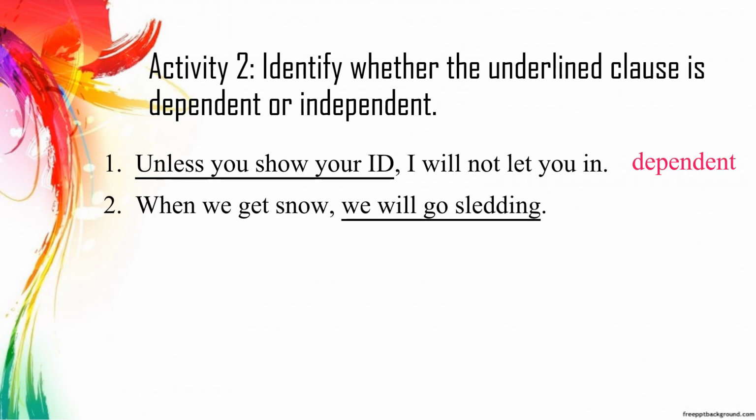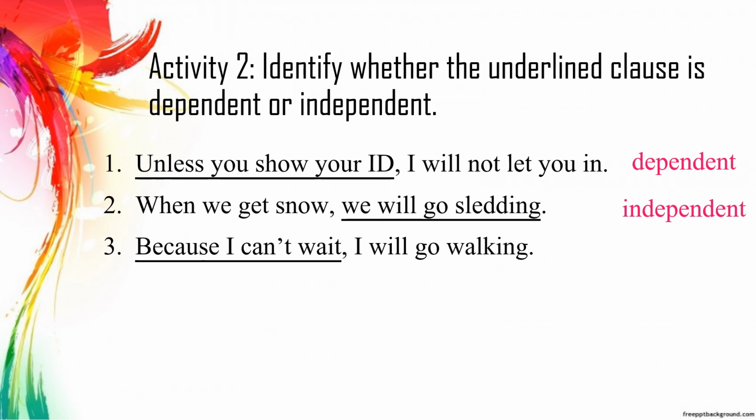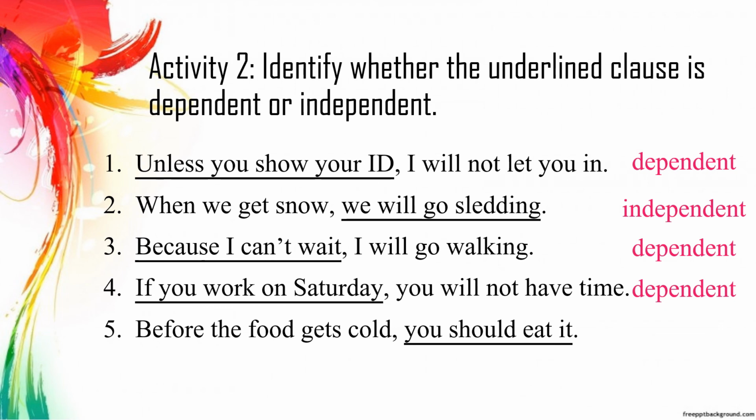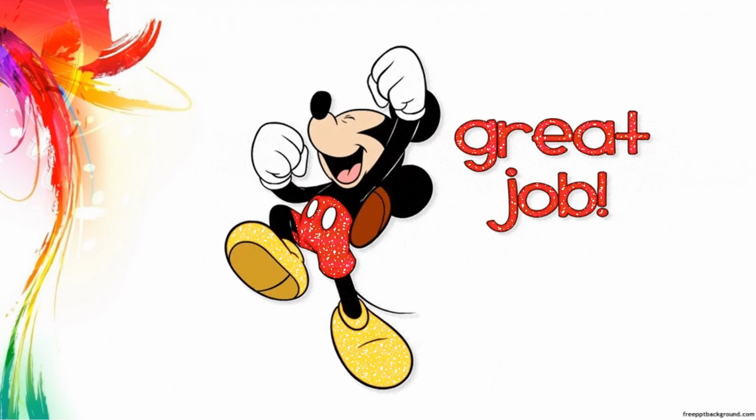Number 2, when we get snow, we will go sledding. The answer is... Right, independent. Number three, because I can't wait, I will go walking. This is correct. Dependent clause. Number four, if you work on Saturday, you will not have time. This is an example of a dependent clause. And number five, before the food gets cold, you should eat it. The answer is independent. Alright, you did a great job, everyone.